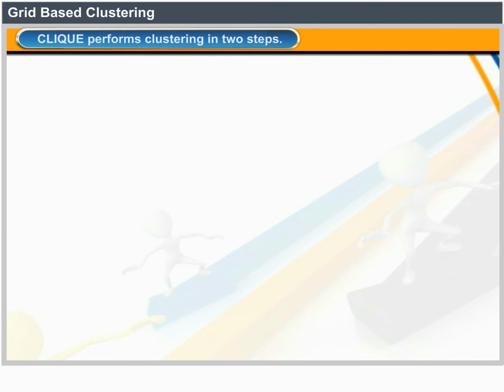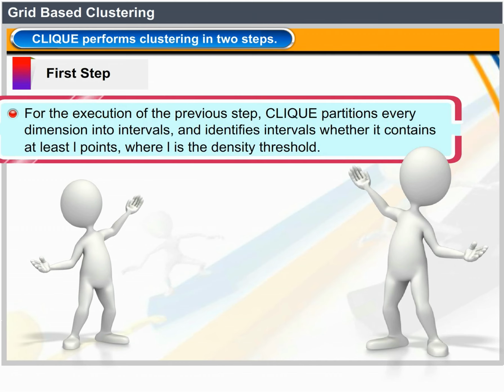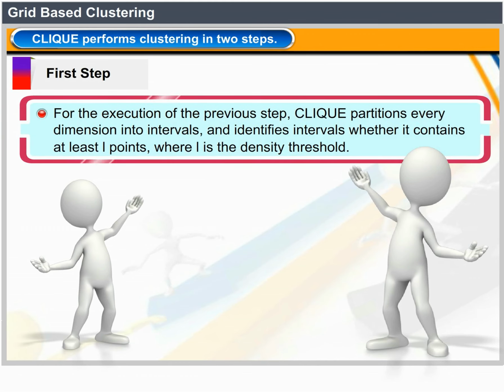CLIQUE performs clustering in 2 steps. First step. CLIQUE partitions the d-dimensional data space into non-overlapping rectangular units, identifying the dense units among these. CLIQUE finds dense cells in all of the subspaces. To do so, CLIQUE partitions every dimension into intervals and identifies intervals containing at least L points, where L is a density threshold.